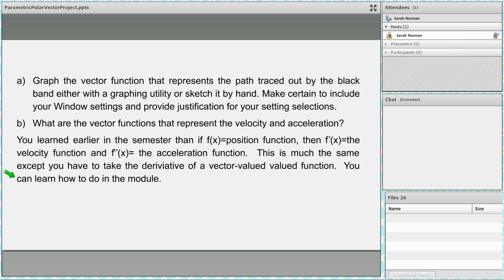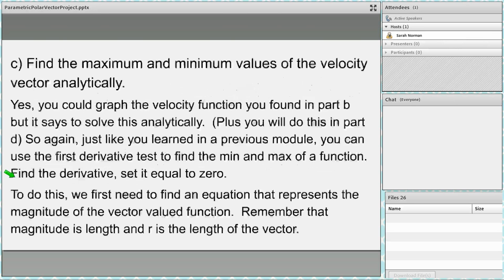So you can learn how to do that in the module, but that's really all there is to it for part B. So if you don't remember how to take the derivatives of vector valued functions, or even the second derivative of vector valued functions, then go back and review that, and that will help you with part B.